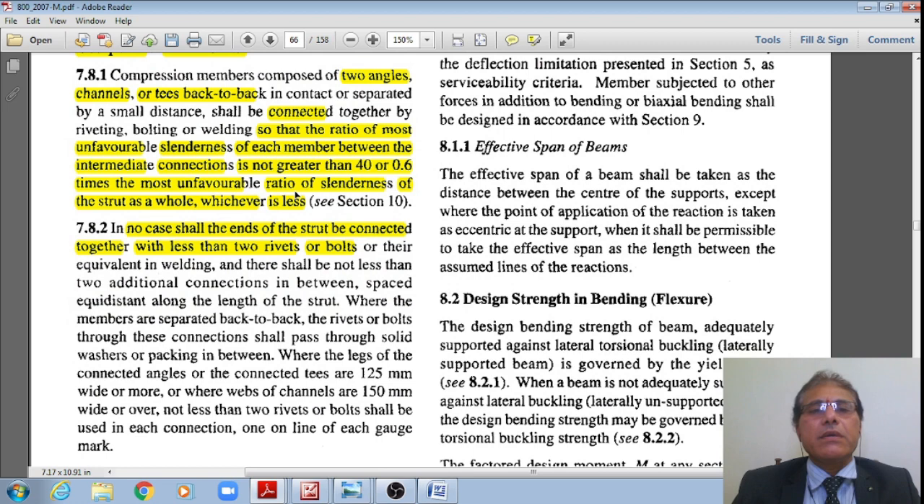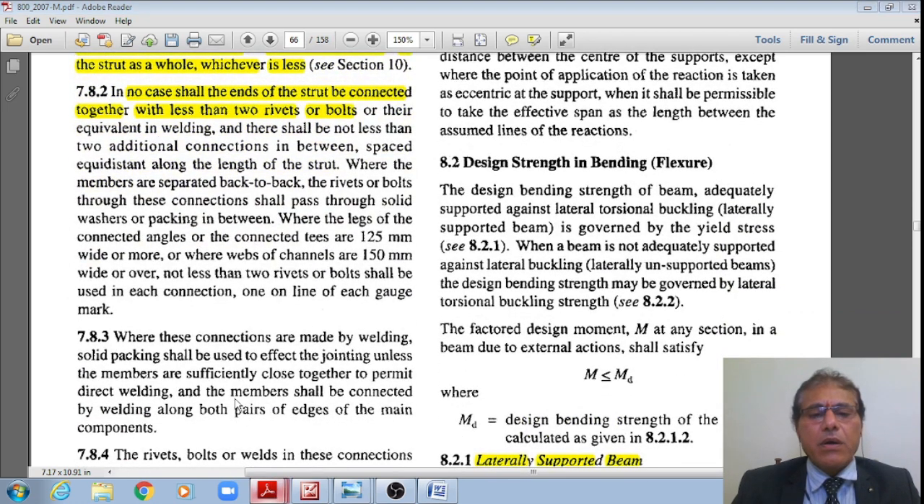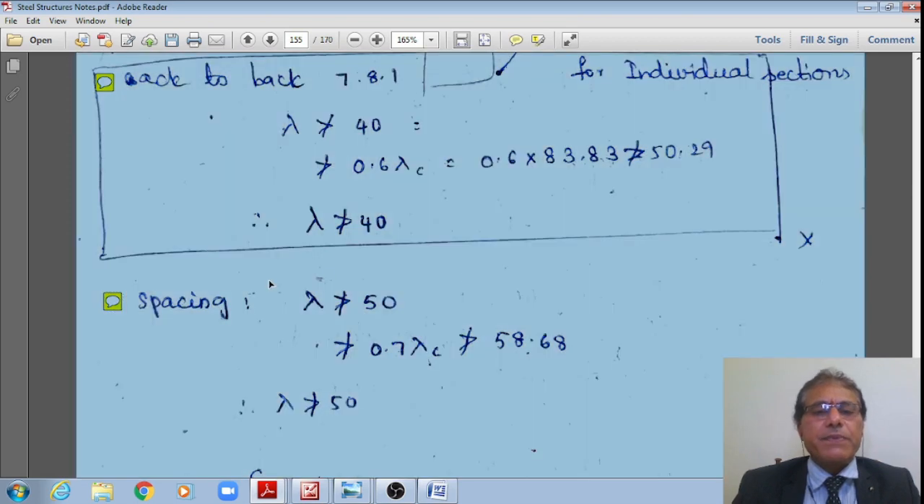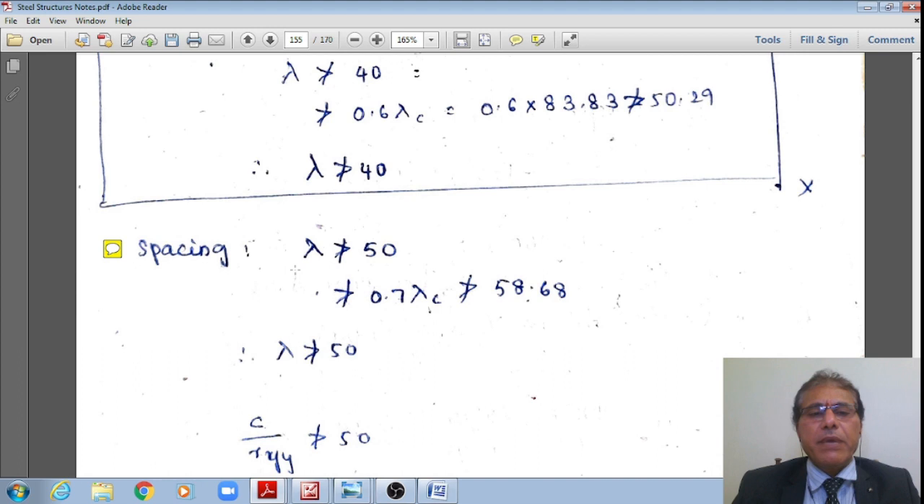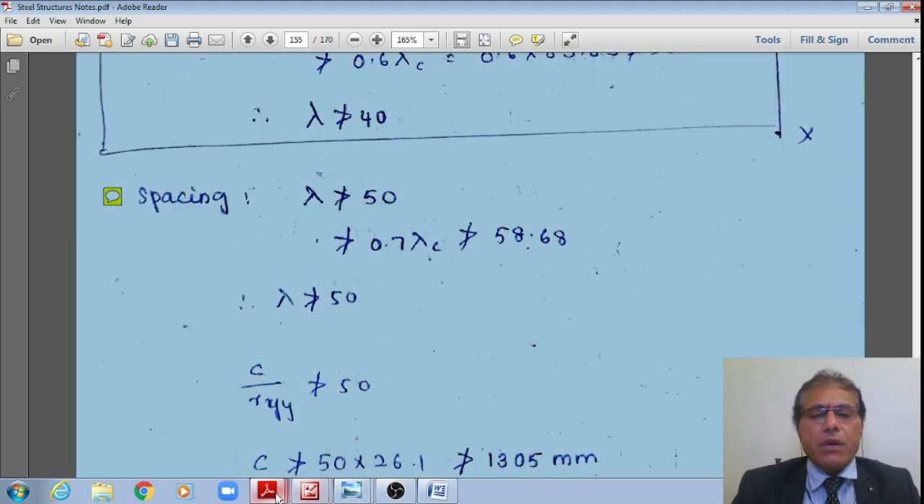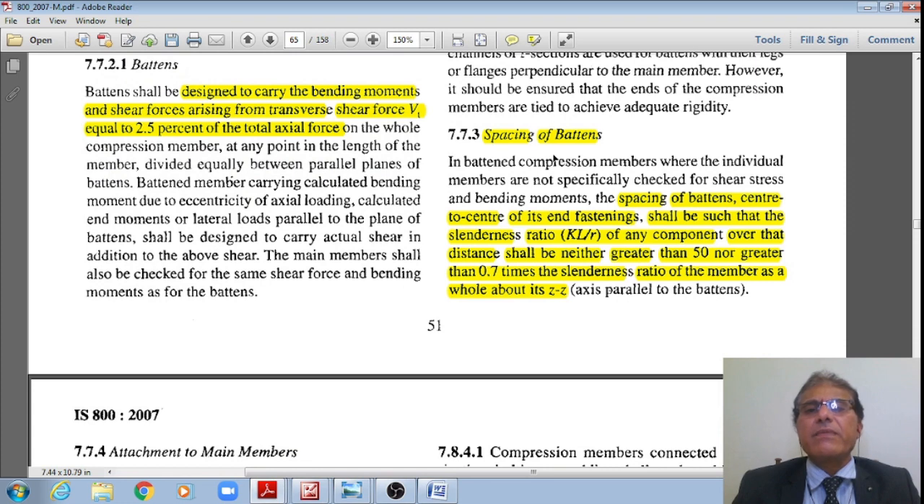The code says that as per this Codal specification, the spacing should not be greater than 50 or 0.7 times the slenderness ratio of the main member. Therefore, with respect to this Codal specification, student, the spacing of the battens is as per this clause 7.7.3.